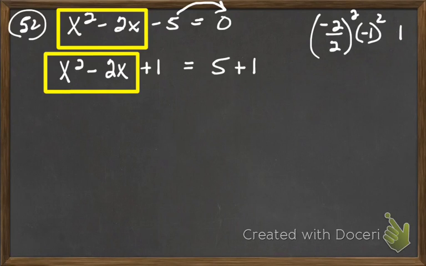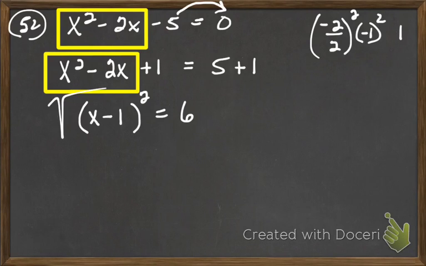Now the next step is that your trinomial will always factor into a binomial squared because you created that trinomial to factor into a binomial squared. X squared minus 2x plus 1 factors into x minus 1 squared. 5 and 1 combine to be 6. Next step is to take the square root of both sides, and the rest of this is what you did last night.